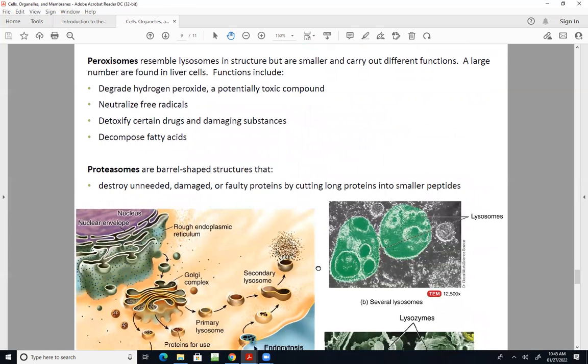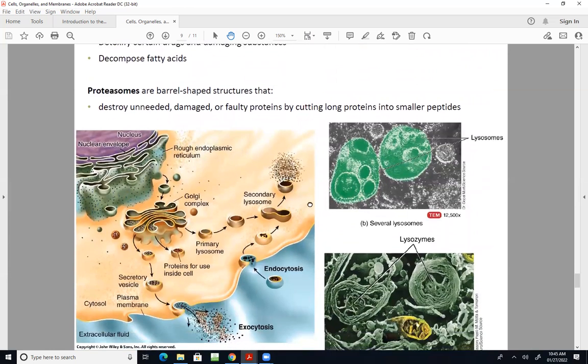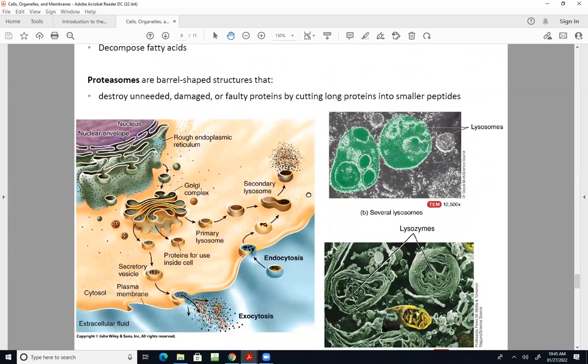It's called fatty acids. Proteasomes, there's not a lot of information about them, and actually, I'll be honest, I don't ever remember learning about these when I was in school. I took a lot of classes where we learned about cells. I don't know if that means they're just recently discovered or so minuscule that most textbooks don't include them. But they're barrel-shaped organelles that destroy unneeded, damaged or faulty proteins by cutting those proteins into smaller peptides, which are smaller segments.